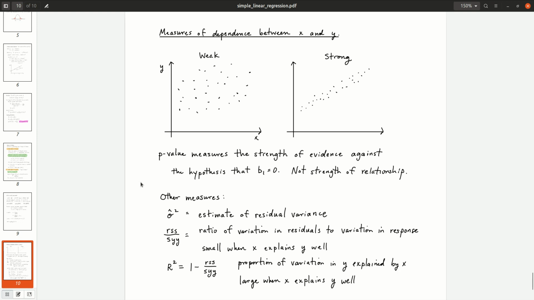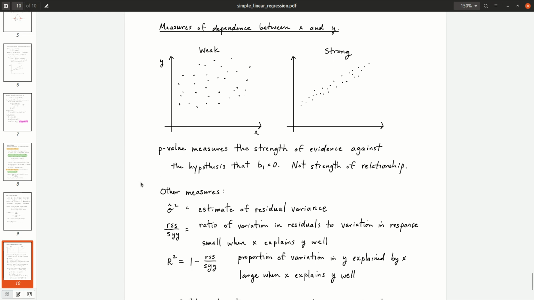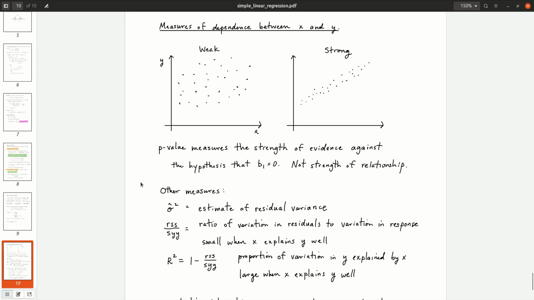Okay. Now, to measure the strength of dependence between x and y, we're going to have to look at a couple of different metrics. And here are some of the common ones. So one thing you can look at is pretty simple. We're going to get an estimate of sigma squared. And so we can look at this thing and try to interpret whether this is big or small. So in this case, we might say sigma squared is pretty big, whereas in this case, it's pretty small.